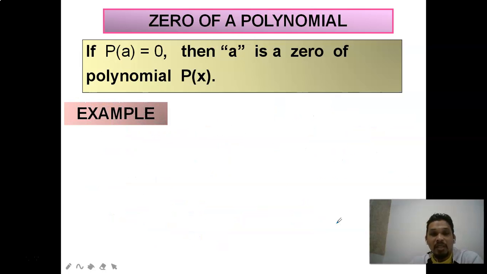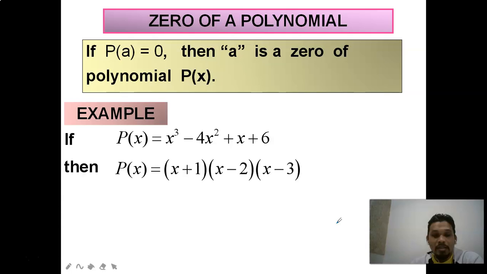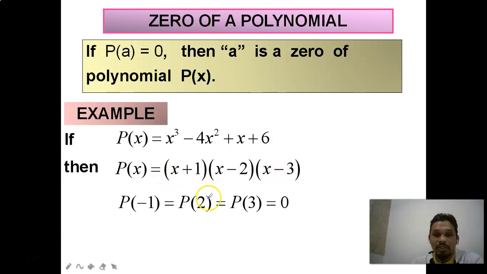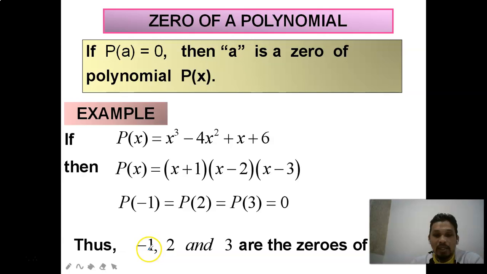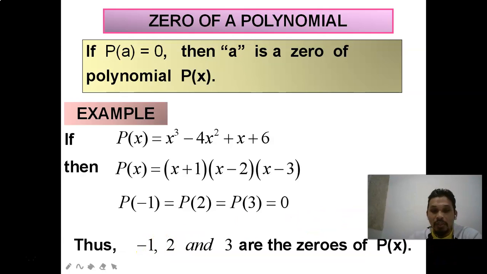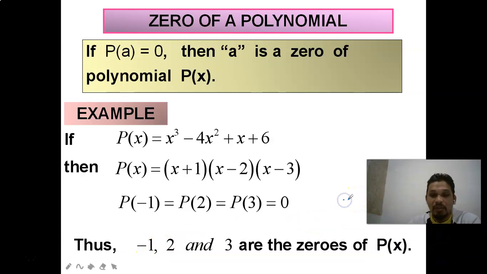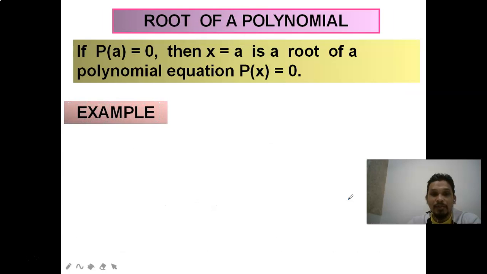Okay, now if P(a) equals 0, then a is a zero of the polynomial. Let's say we are given the polynomial P(x), and we can factorize it and get all three factors here. Then we come to the conclusion that negative 1, 2, and 3 are the zeros of the polynomial.